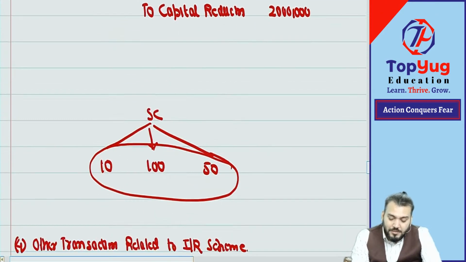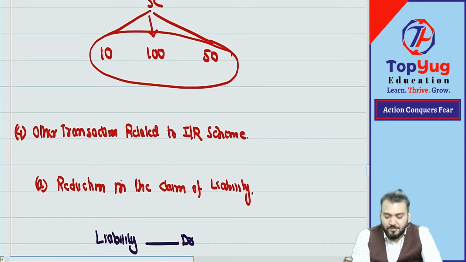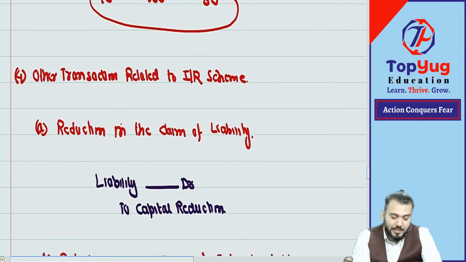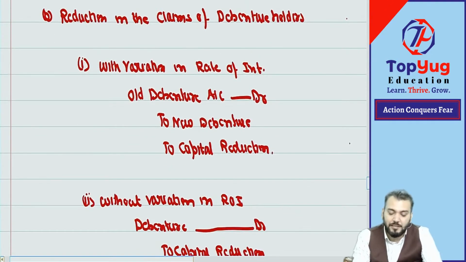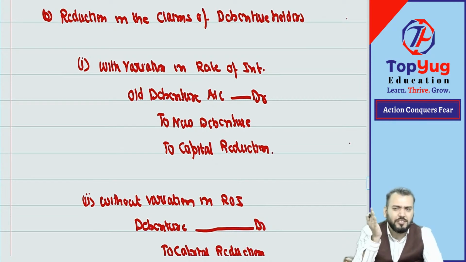Got it? Then after this, there are many other transactions related to this chapter. First, reduction in the claim of liability. Reduction in claim of liability means gain. Gain will be transferred to capital reduction. Liability account debit to capital reduction. In this chapter, just think about this: loss, capital reduction account debited; gain, capital reduction account credited.